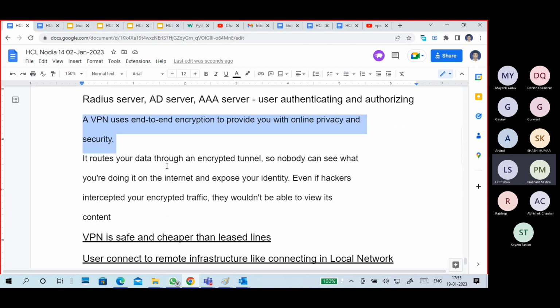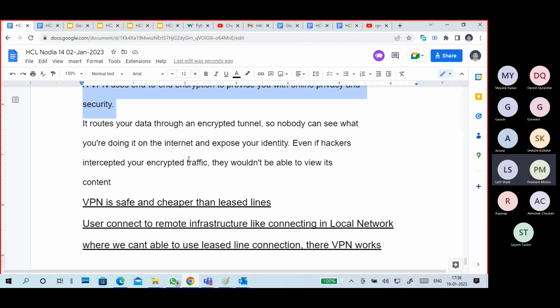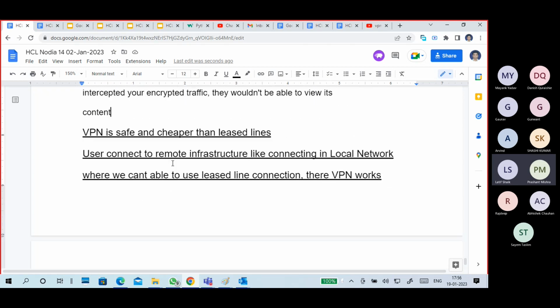Okay, it routes your data through the encrypted tunnel, so nobody can see what you are doing on the internet and expose your identity. On the public internet, people don't know what you are sending and receiving. Even if hackers intercept your encrypted traffic, they are not able to view what it contains. If a hacker wanted to attack your connectivity, either your side or the internet side, they don't know what data you are sending and receiving. They cannot do it because we are using very strong encryption and tunnels.